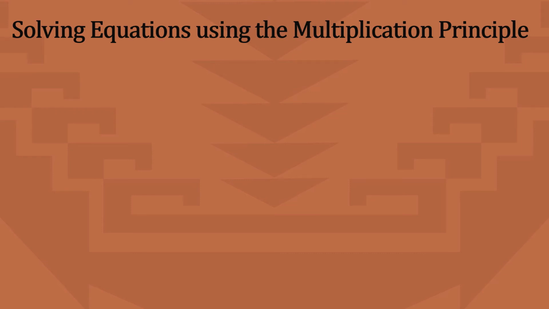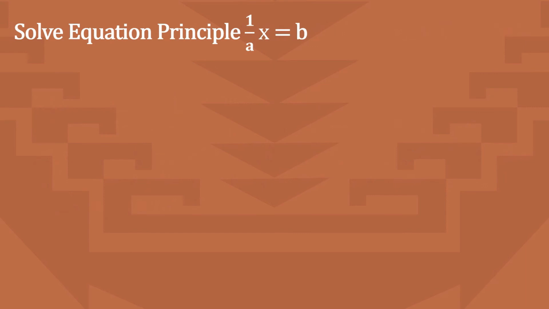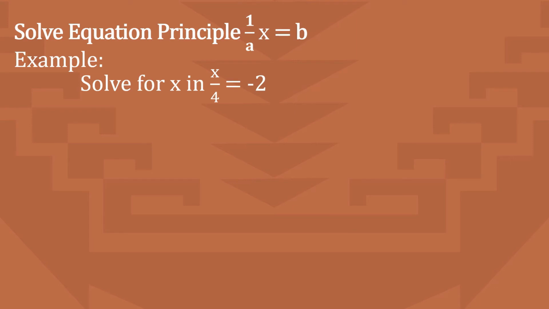Solving equations using the multiplication principle. Multiplication principle: if both sides of an equation are multiplied by the same number, the results on each side are equal in value. Thus, for real numbers a, b, and c, with c not equal to 0, if a equals b, then ac equals bc. Solve equation of the form 1 over a times x equals b. Example. Solve for x in x over 4 equals negative 2.